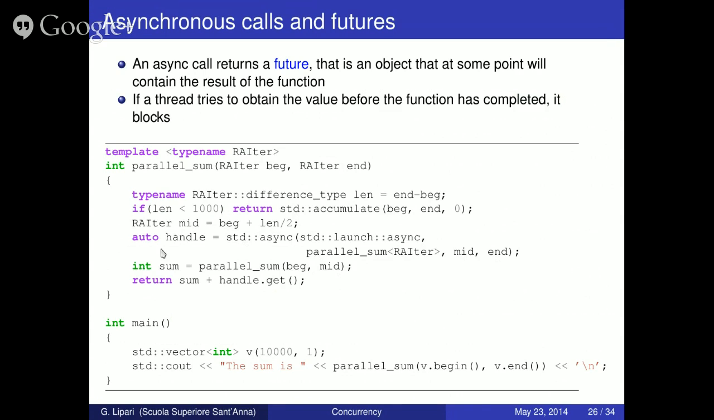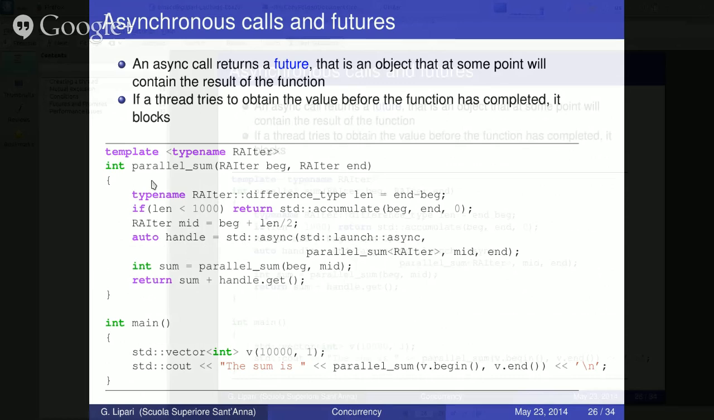Okay? And it obtains a handle. This handle is a future. Okay? And later on, I can do return sum plus handle get. Now, the policy is standard launch async. So this is a parallel program because a thread is going to be created which will execute this same function, but only on the second half of the vector. Okay? So we can actually try to execute this.